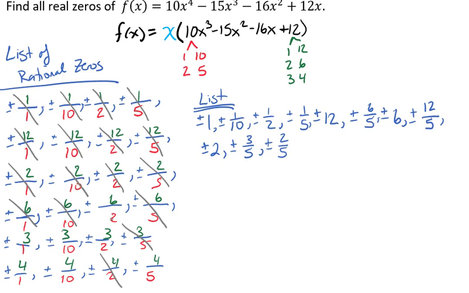And let's see, 6 over 2 is a 3. We don't have a 3 yet, so a 3. There's 3 over 1 right there. Do we have a 3 over 10? Nope, so we can write that one down. Plus or minus 3 over 10.